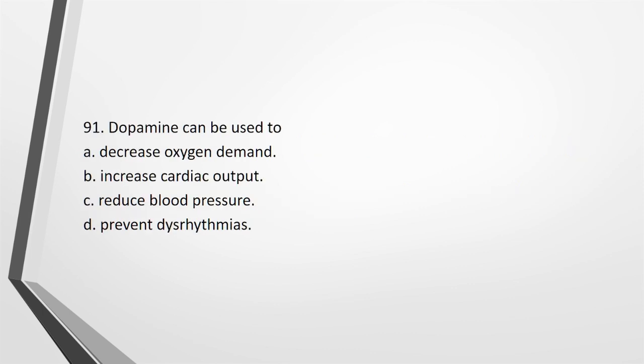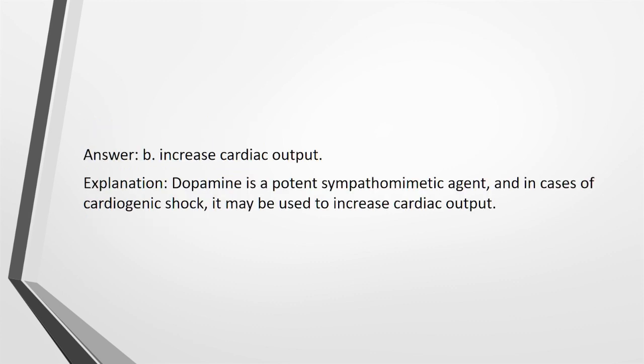91. Dopamine can be used to: A. Decrease oxygen demand. B. Increase cardiac output. C. Reduce blood pressure. D. Prevent dysrhythmias. Answer: B.